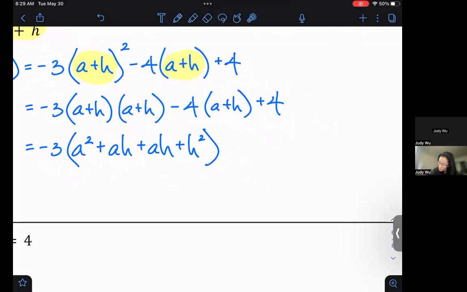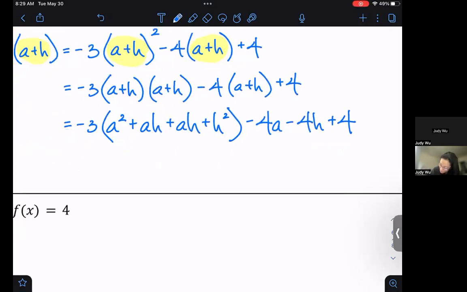All right, what do we get when we distribute over here, though? This is another place where folks tend to make mistakes. I'm distributing a -4, so this is -4a. But when I distribute it here, it's -4h. All right, so we actually end up with -4a minus 4h. And then don't forget about this plus 4 at the end. Okay.